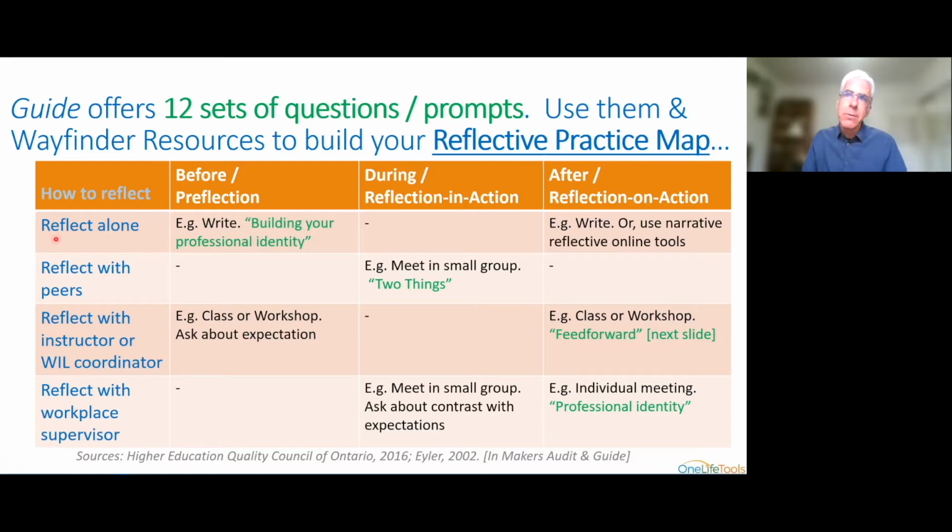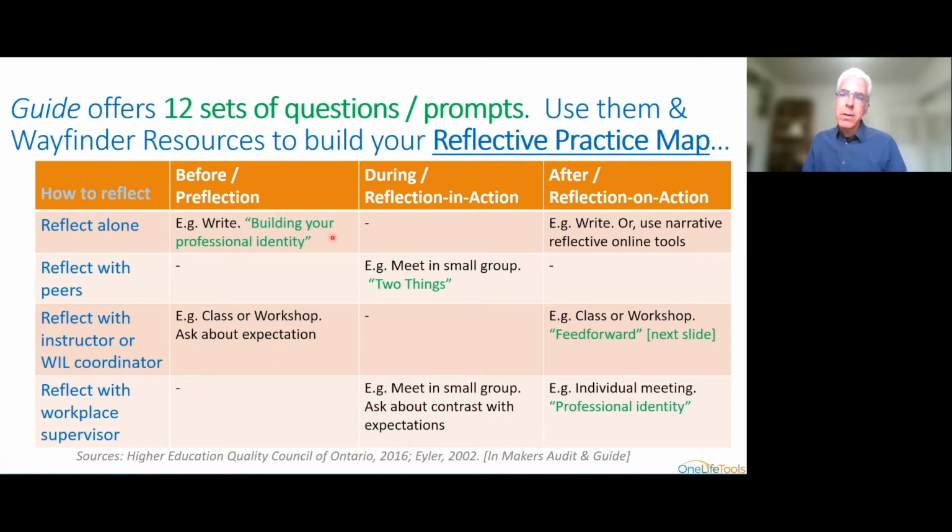And we can do it in one of four ways. You can reflect alone, you can reflect with peers, or with an instructor or the WIL coordinator, or at the workplace with the supervisor. I'm not saying you need to fill out all 12 of these cells, but if you picked a few, like this one shows 7, you're going to do more than what mostly happens in reflective practice, which is mostly just after, and mostly just reflecting alone using a written assignment.